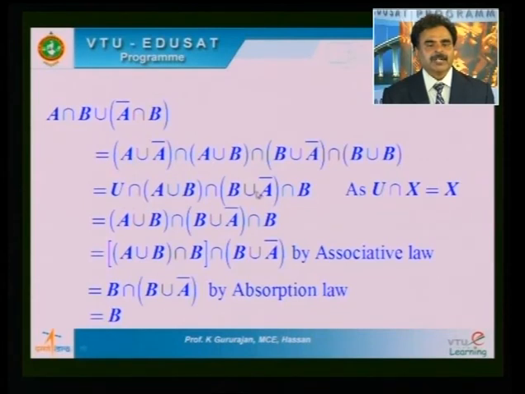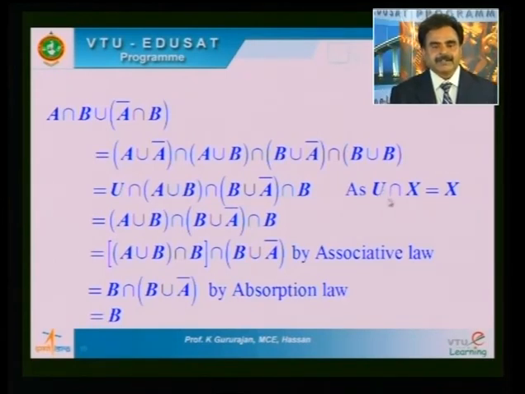If I do this exercise, this is what I am going to get. Now, anything common between U and X is always what? X, because X is a subset of U. Intersection of U and X is always X. So, U intersection A union B will be A union B only. This is retained. B union A complement intersection B. Now, by using this throughout, I got this. Here also, here one intersection, here one intersection.